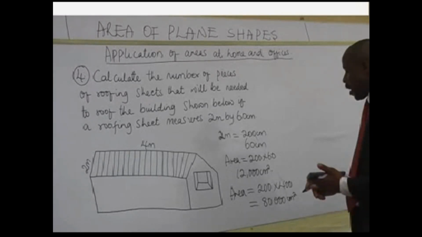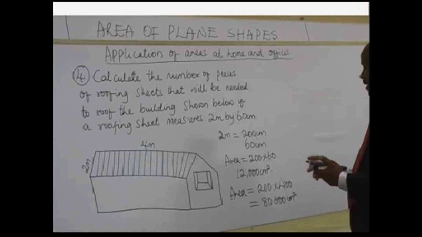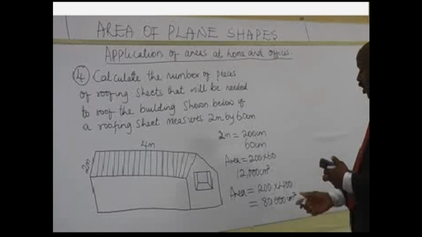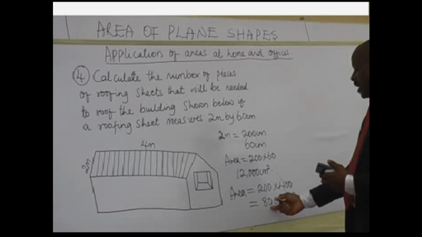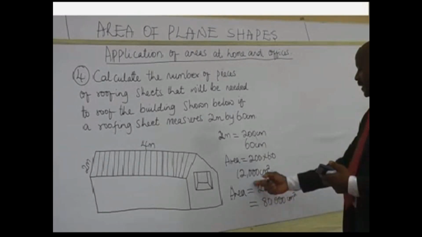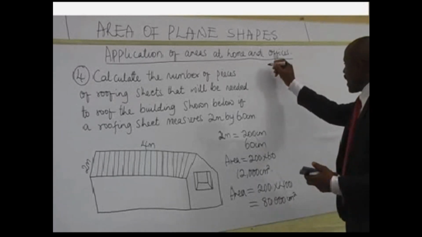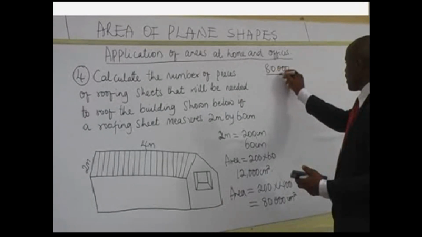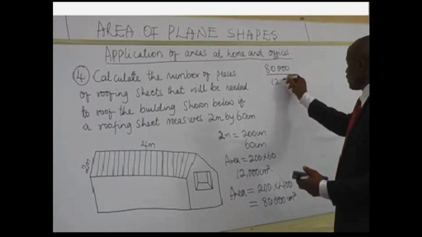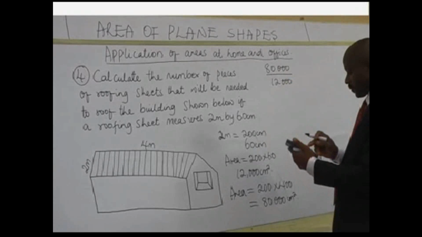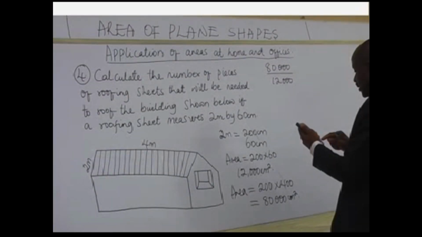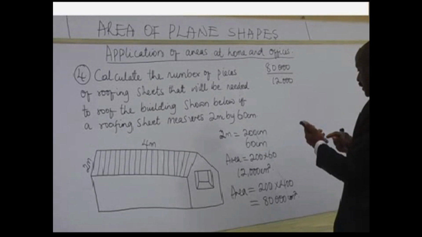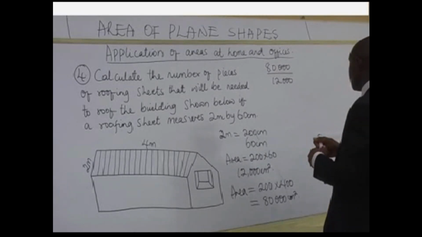Now, if you want to know the number of roofing sheets that will be required to cover this area of roof, divide the area of the roof by the area of the roofing sheets. That's going to give us 80,000 divided by 12,000. 80,000 divided by 12,000 is giving me 6.6.